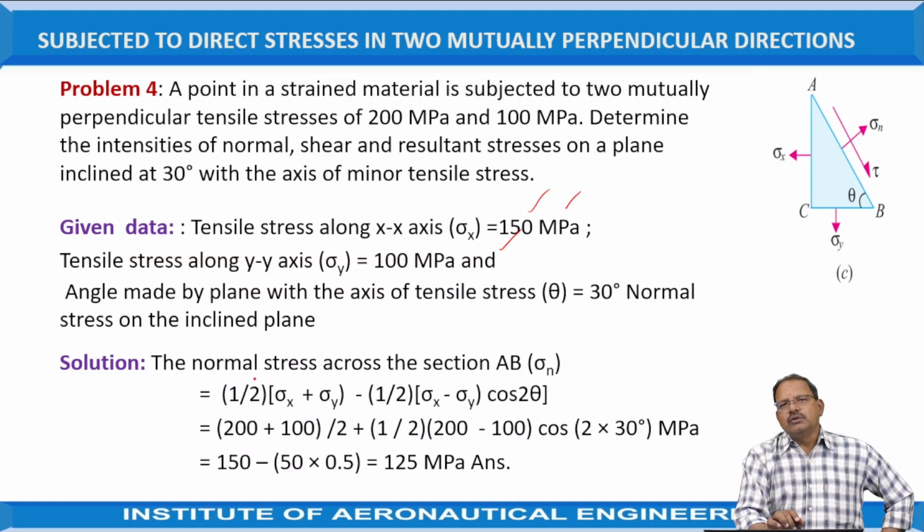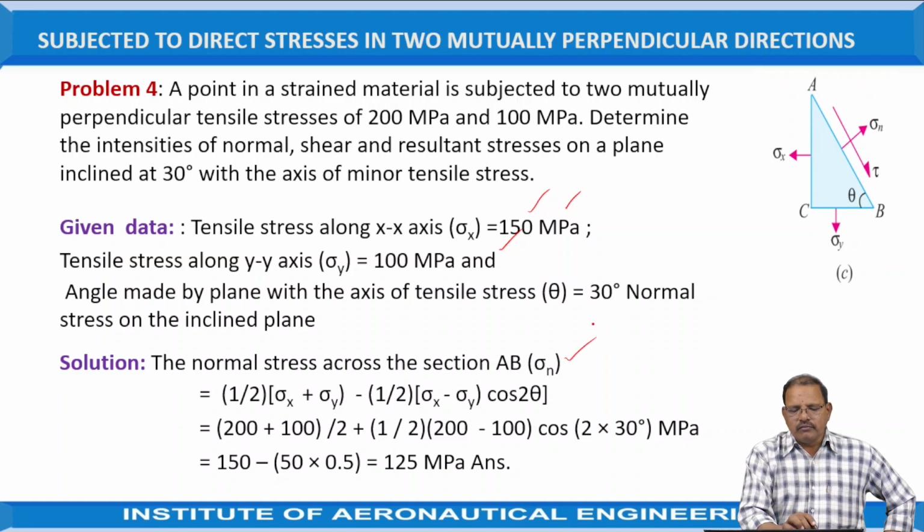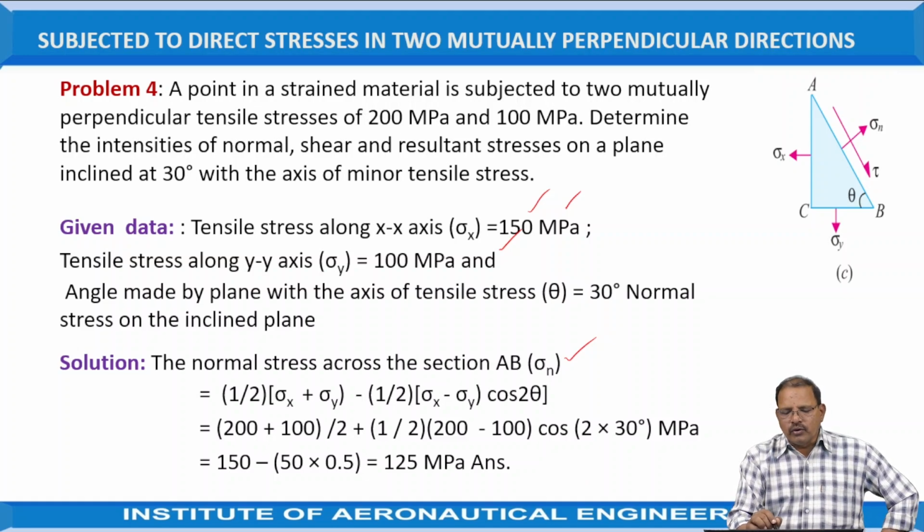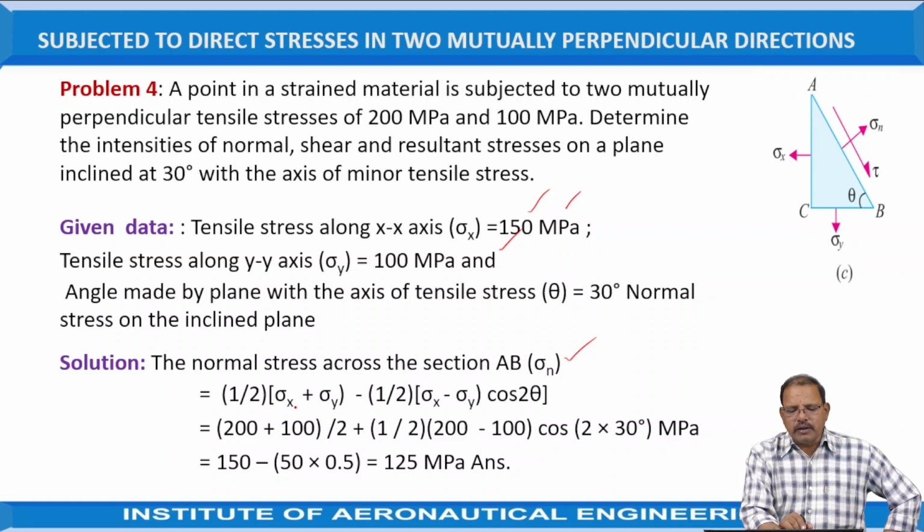This is the given data. The solution: the normal stress across the section AB, sigma n, is equal to 1/2 (sigma x + sigma y) minus 1/2 (sigma x minus sigma y) cos 2 theta. According to the Mohr circle, we take OQ, which is equal to 1/2 (sigma x + sigma y) = (200 + 100)/2, plus 1/2 (sigma x minus sigma y) cos 2 into 30 degrees.